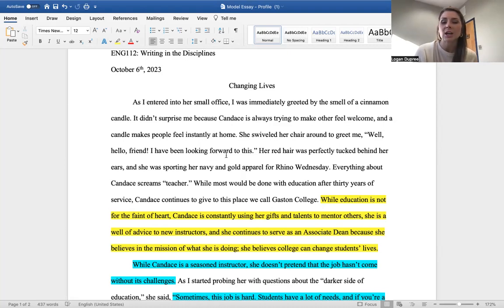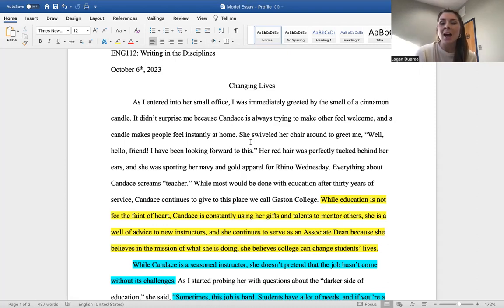So what I want you to see here, guys, profile essays really require a deep level of description. So what you can see is you can actually see Candace when you read this. You can see her red hair tucked behind her ears. You can see what she's wearing. You can see her swiveling her chair.